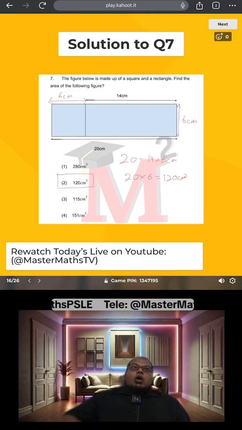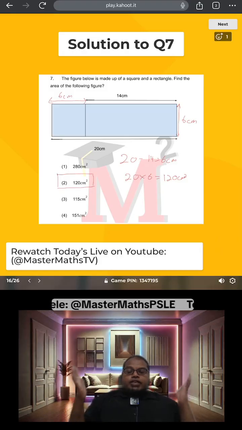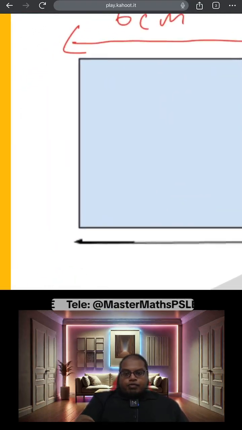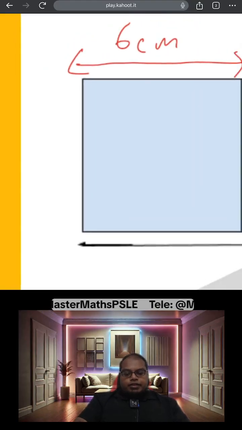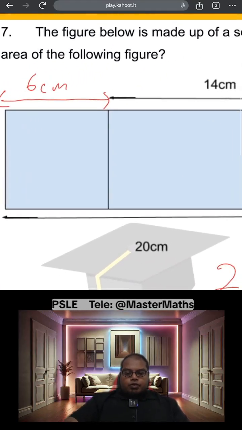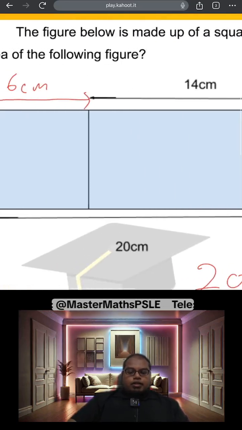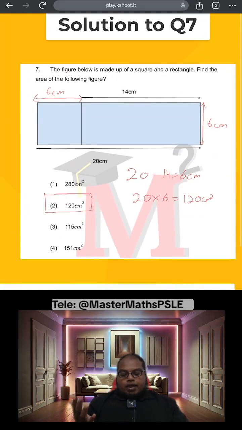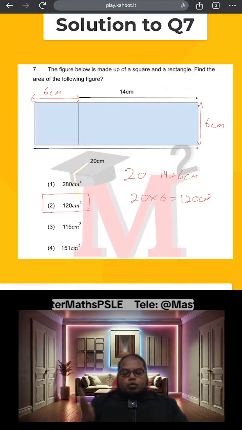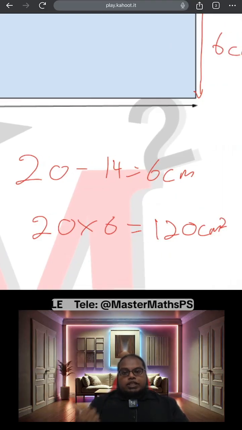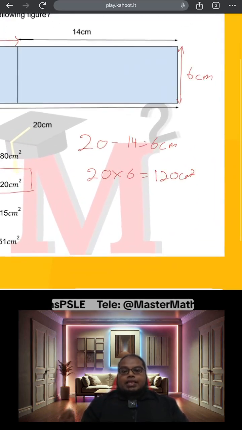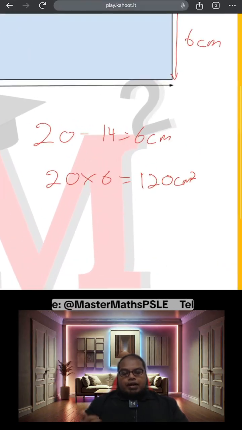Alright, so how do we find the breadth of the whole figure? You see the breadth, the breadth is this side here, and this side is the same as this side, which is the same as this side. The breadth is determined by the side of the square. And how do you do that? You can do 20 minus 14, which will get you 6 cm. With knowing that the breadth is 6 cm, we can do 20 times 6, and we'll get 120 cm square.